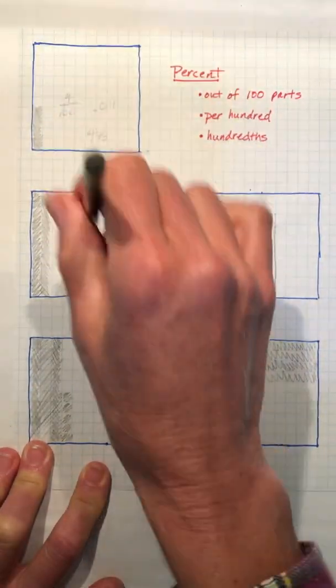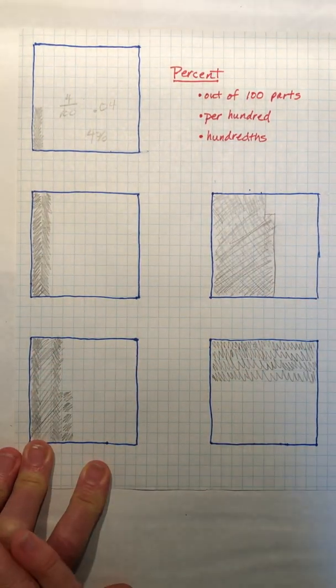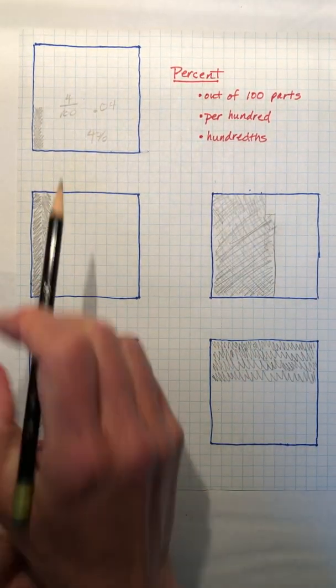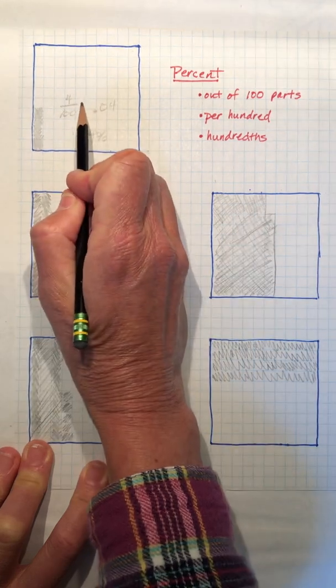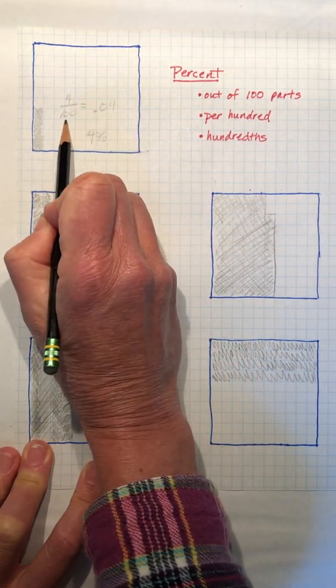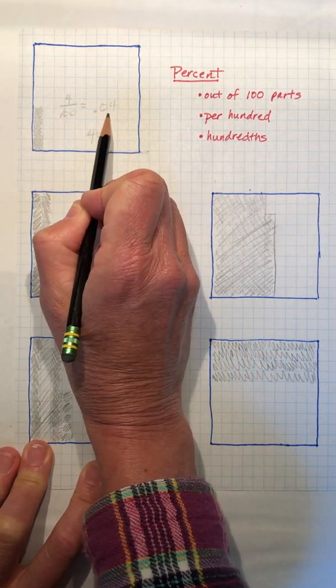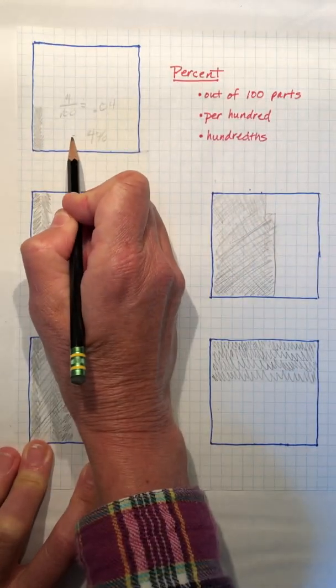Now, I don't want you to copy down the models and the shading. That would be too much work. But I would like you to write down that 4 hundredths as a fraction equals 0.04 as a decimal, which equals 4%.